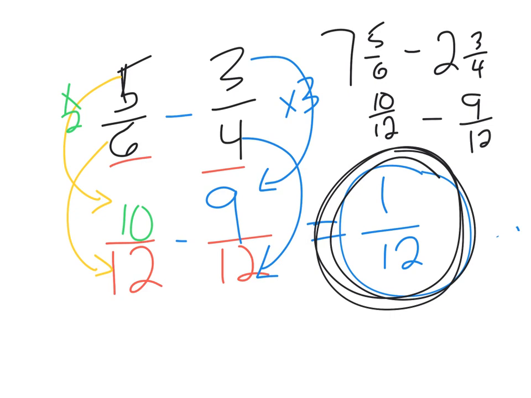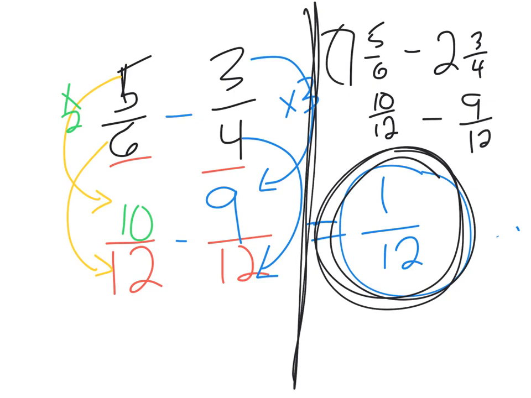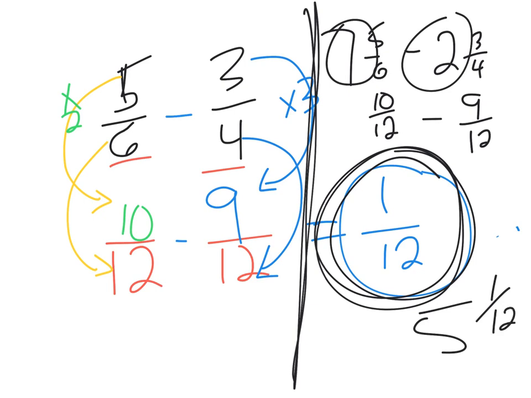The only difference between these two problems, so I'm going to separate them, show that they're two problems. The only difference is that now I have to go back and get that 7 and that 2. So 7 minus 2 I know is 5, so my total answer here would just be 5 1/12. So don't be thrown off if you have mixed numbers. The great thing about addition and subtraction using mixed numbers, you can separate the whole numbers from the fractions.